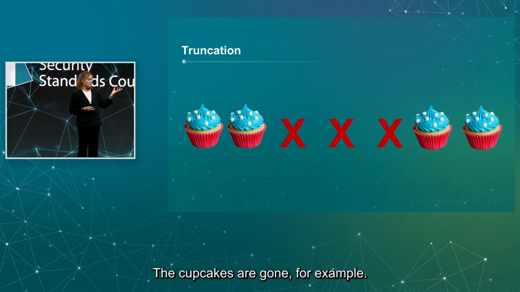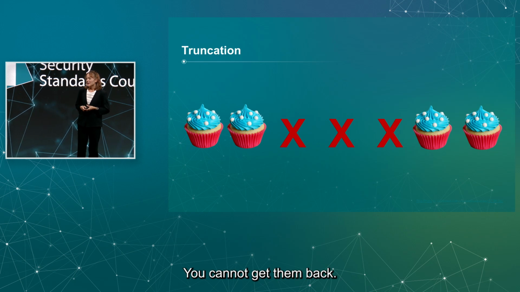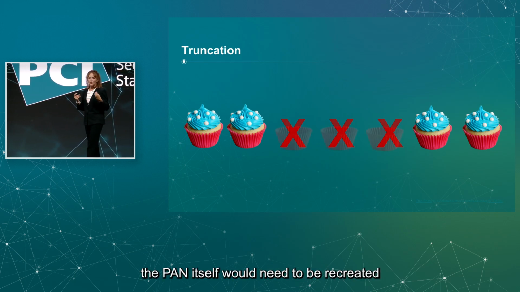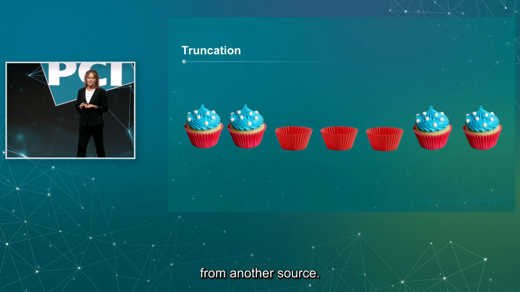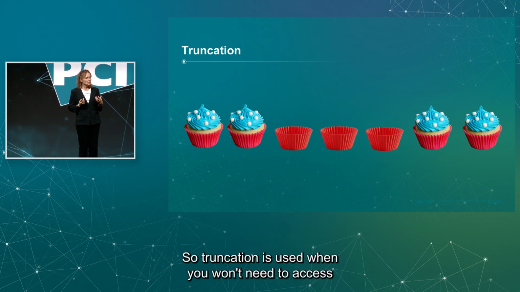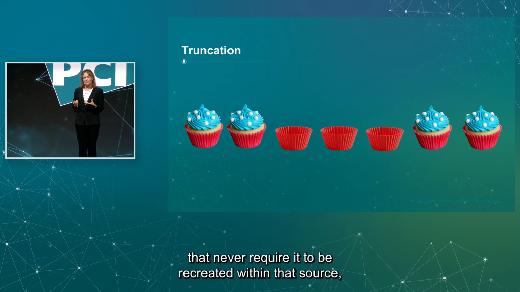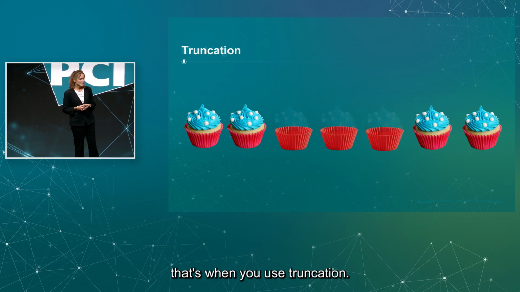The cupcakes are gone, for example. We cannot get them back. In order to retain that digit, the PAN itself would need to be recreated from another source. So truncation is used when you won't need to access that full PAN in that instance. If you're retaining it in storage for business or tracking purposes that never require it to be recreated within that source, that's when you use truncation.